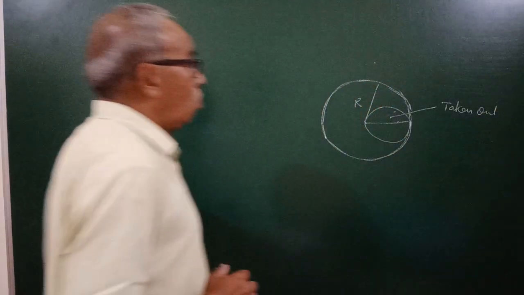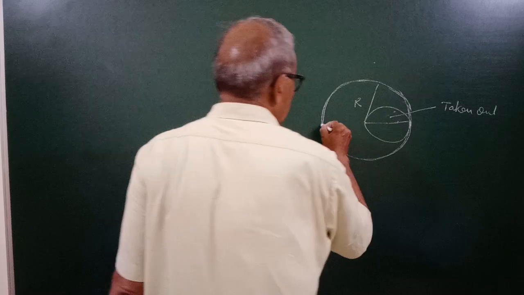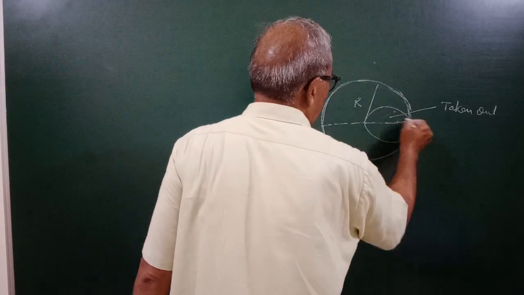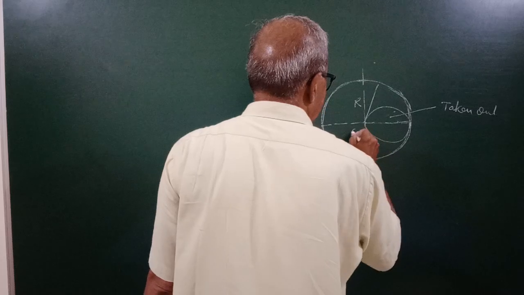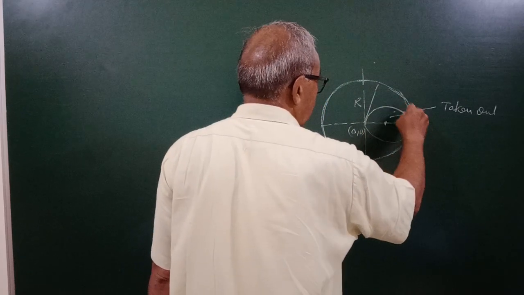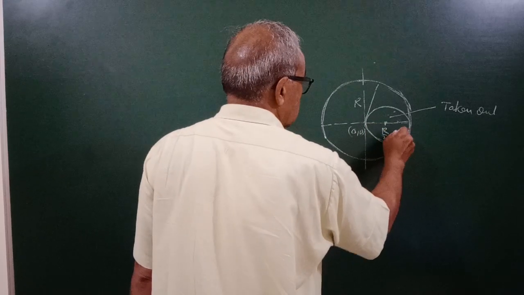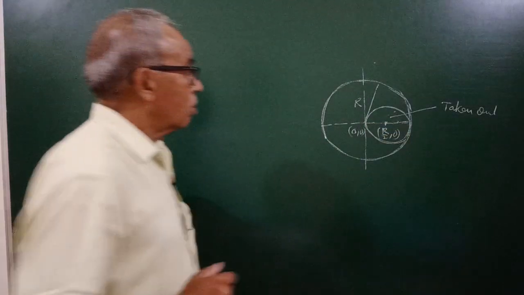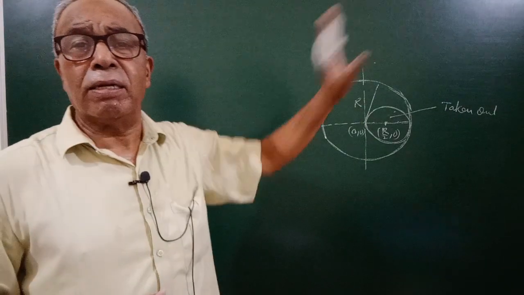So where will lie the center of mass? We assume here, let the center of mass of the given disc lie at the origin. So the center of mass of the cut part will be at R by 2, 0.